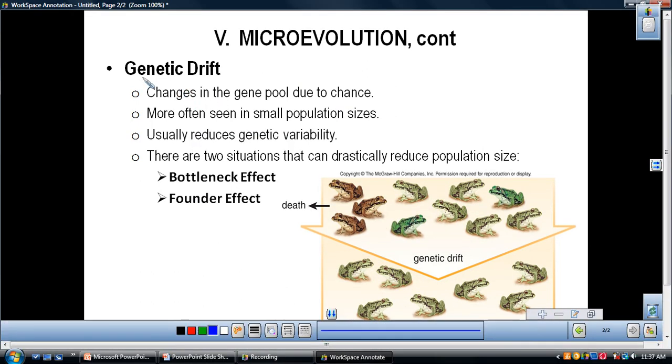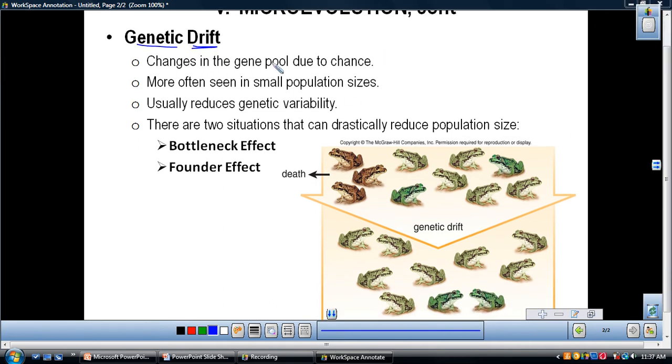Genetic drift, let's look at the word, gene drifting, is changes in a gene pool due to chance events. This is more often seen in small population sizes, and it tends to reduce genetic variability. So it's a chance event that reduces genetic variability. There's two situations that we're going to talk about, bottleneck and founder effect, both of which are going to reduce variation and can definitely change the allele frequency in that population because whoever is better suited is going to survive. We're going to talk about both of those.